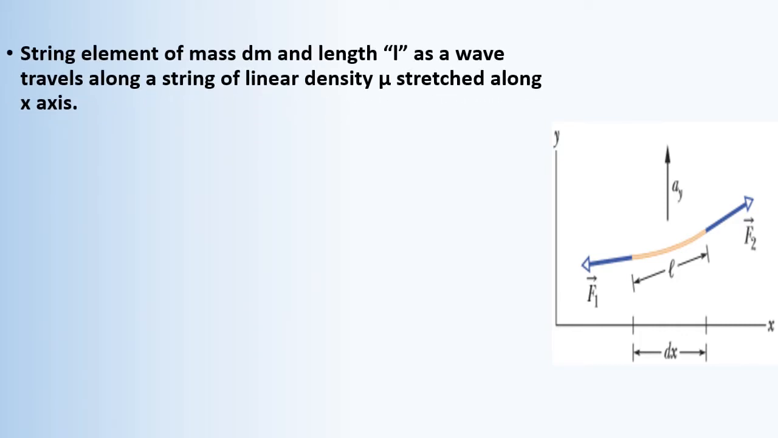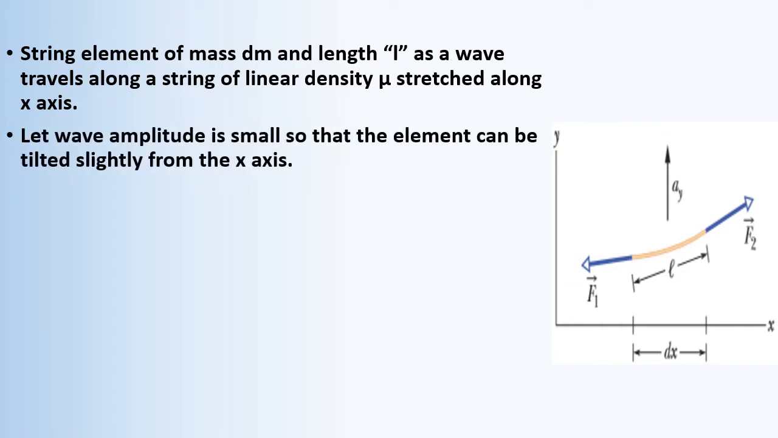Dear students, to derive the general wave equation, we have to analyze a string element, as we can see here in this figure. Let the string element have mass dm and length L, as a wave travels along a string of linear density mu, which is stretched along the horizontal x-axis. Let us assume that the wave amplitude is so small that the element is tilted only slightly from the x-axis as the wave passes through it. So we can observe a slight tilt here.